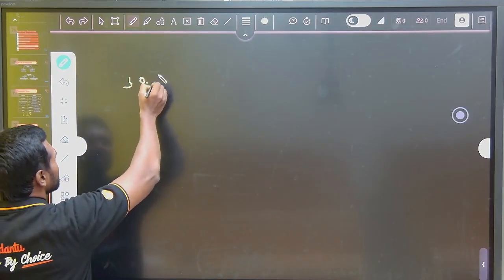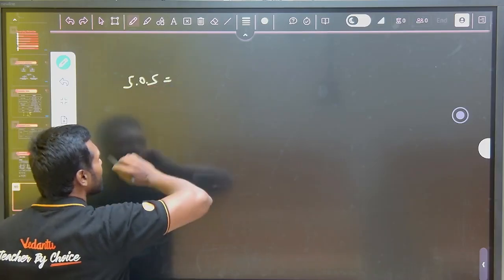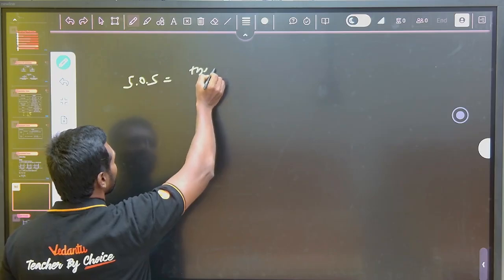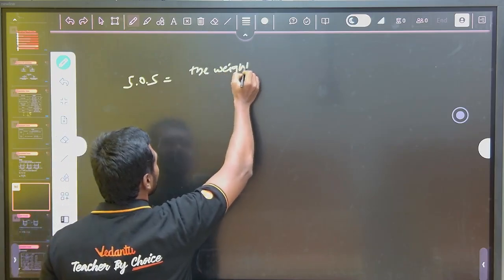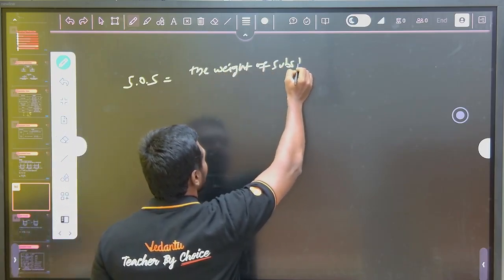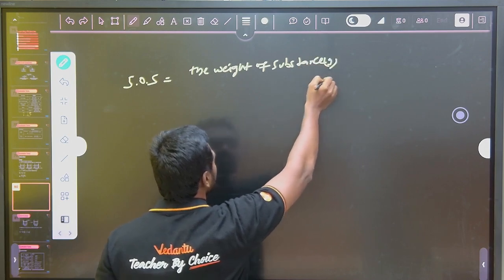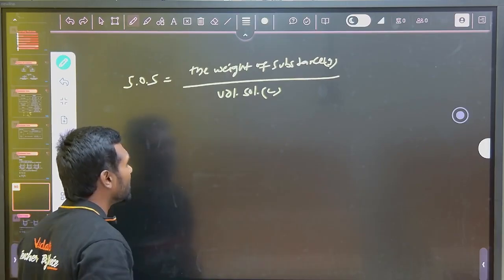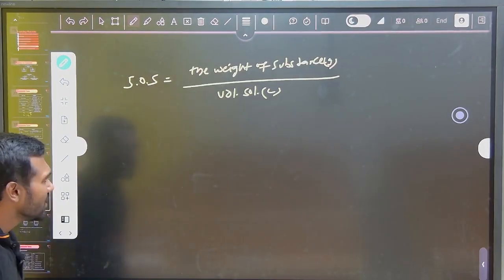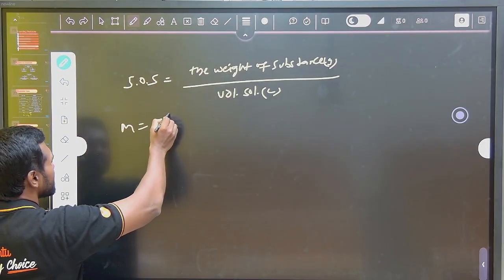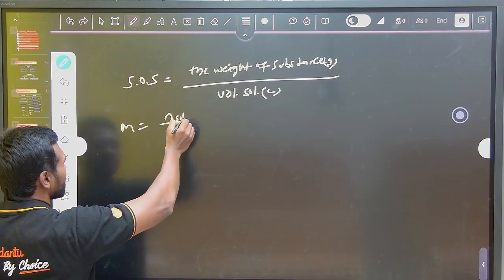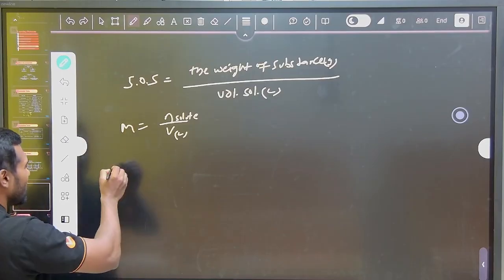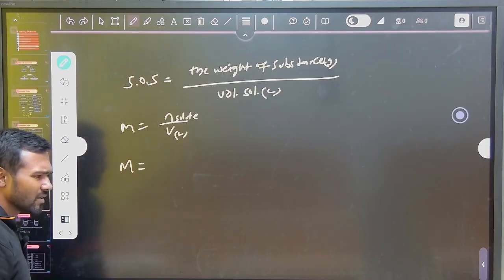Strength of solution is equal to the weight of the compound in grams, the weight of substance in grams, by volume of solution in liter. That is the strength of solution. And molarity is number of moles of solute by volume in liter, right? And here I am writing the direct formulas.